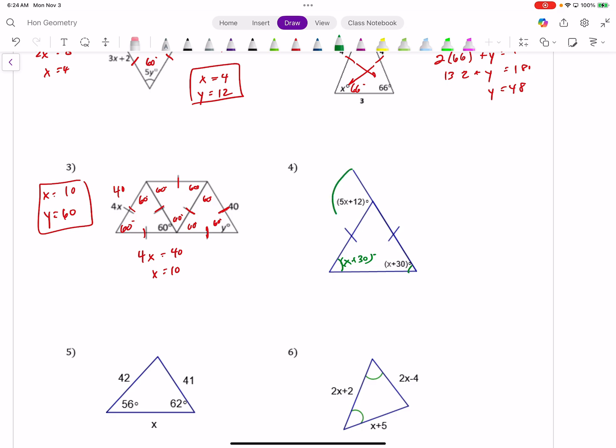Ooh, here's an exterior angle of a triangle. I know that that exterior angle's measure is the sum of the measures of the 2 interiors. And so I'm adding up the same thing twice, so I can just double it. So 5x plus 12 is 2x plus 60. That means 3x is what, 48? X is 16.